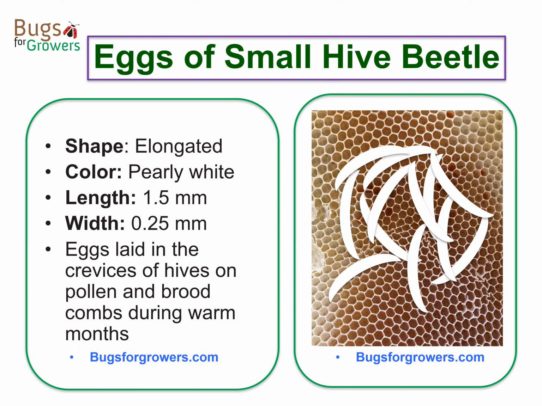Identification of eggs of small hive beetles is also easy because they are very tiny, about 1.5 millimeter long and 0.25 millimeter wide. They have an elongated shape and a transparent pearly white color.